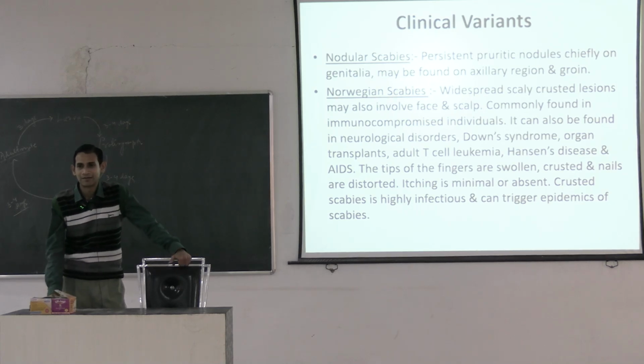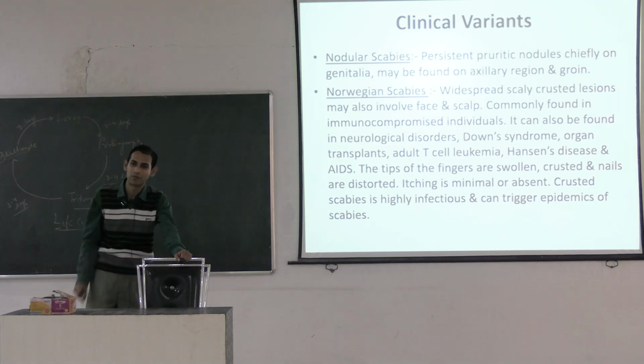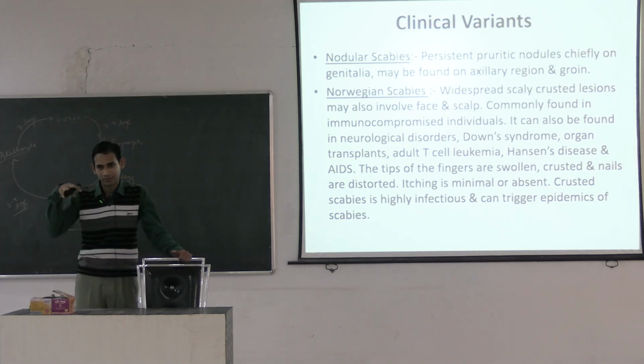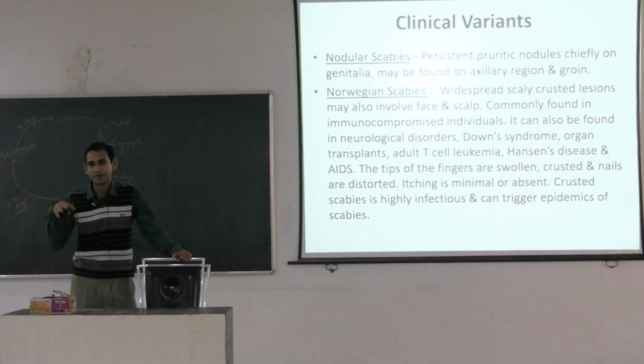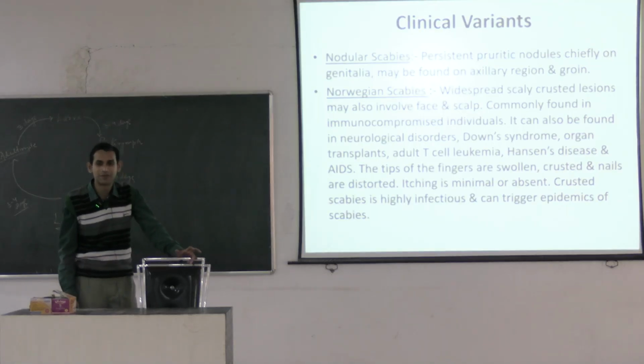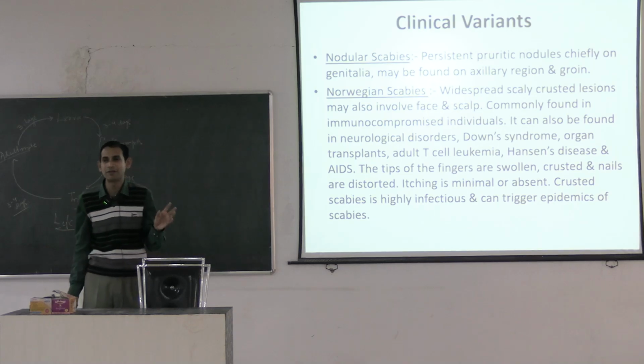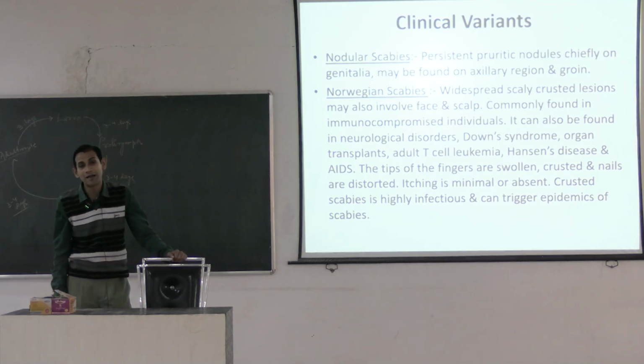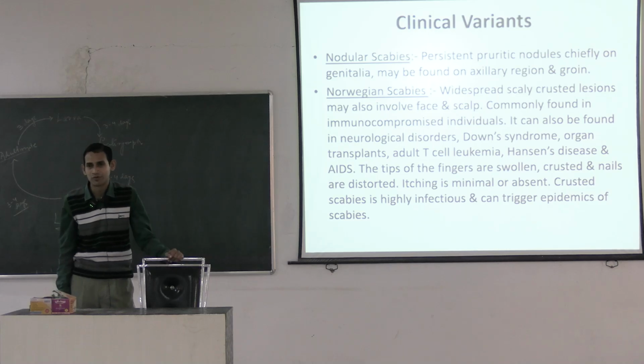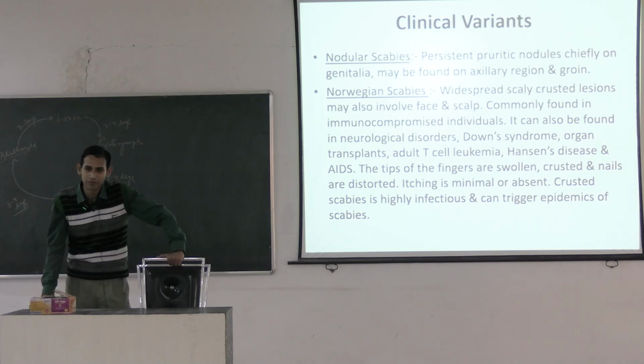And in that case the number of the mites are in the thousands, numerous mites are found, and as the person is immunocompromised, itching is very minimal. In the usual scabies the itching is the hallmark of the disease, but in the crusted scabies itching is very minimal or absent. But it is a highly contagious disease, highly infectious disease. It can easily spread from one person to another person. So it is one of the important causes of the outbreaks of the scabies, particularly in the refugee camp and the old age homes.